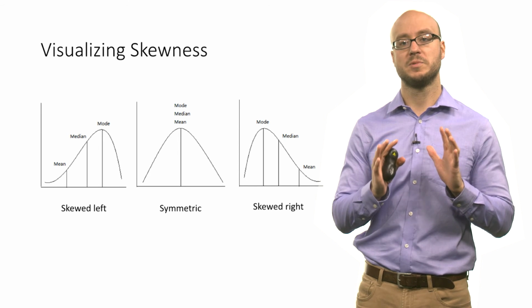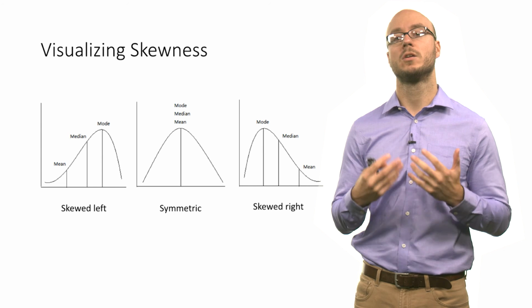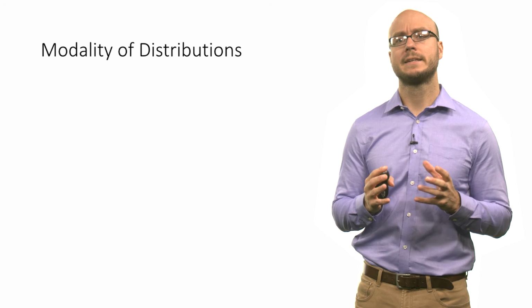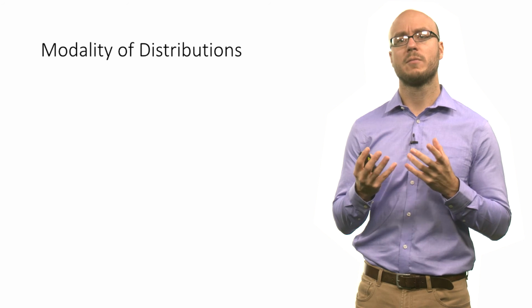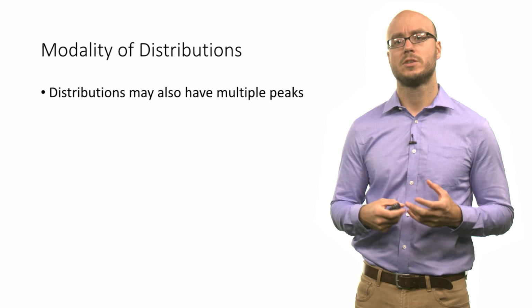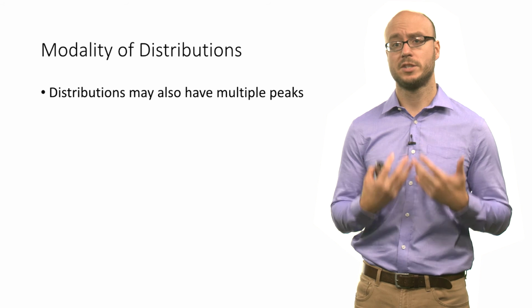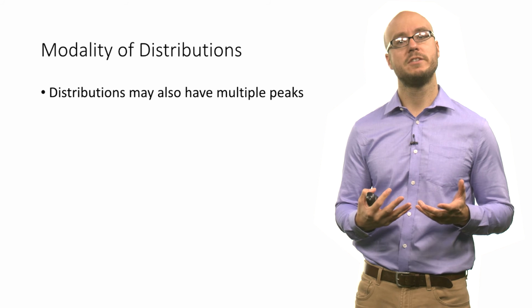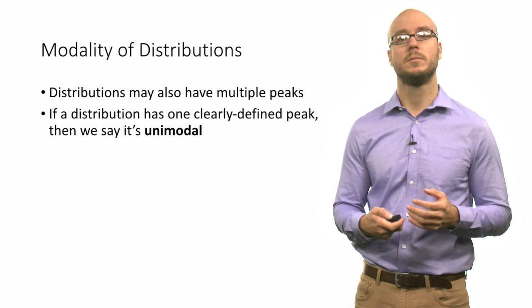So we like to talk about a distribution as being skewed left, skewed right, or symmetric. In a similar way, we like to talk about the different modalities of distributions. So in the case when we're just talking about skewness, we were looking at distributions that all had one peak. But what happens if a distribution has multiple peaks?